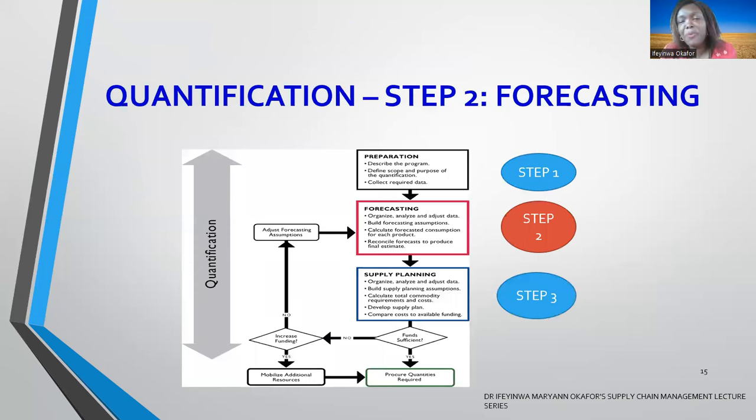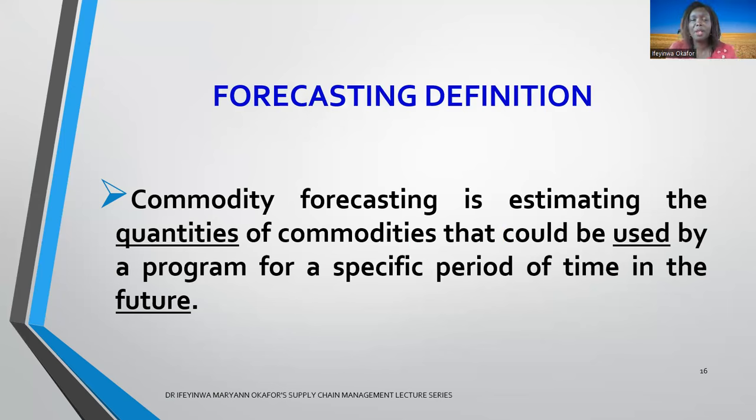Now, when you finish gathering your team and gathering your data for forecasting and supply planning during the preparation phase, you now enter the second phase. The second step in quantification, which is the forecasting phase. Now, what is forecasting? We can simply say that commodity forecasting is estimating the quantities of commodities that could be used by a program for a specific period of time in the future.